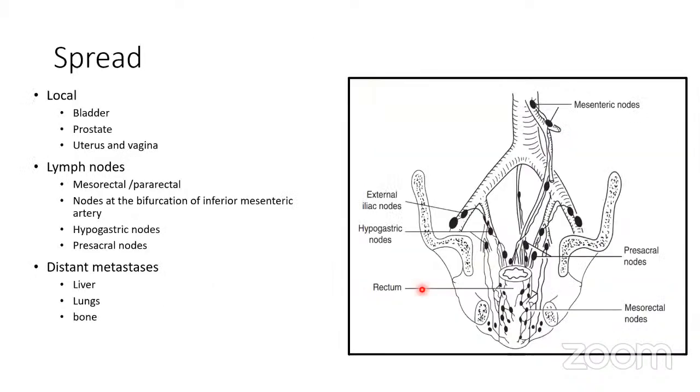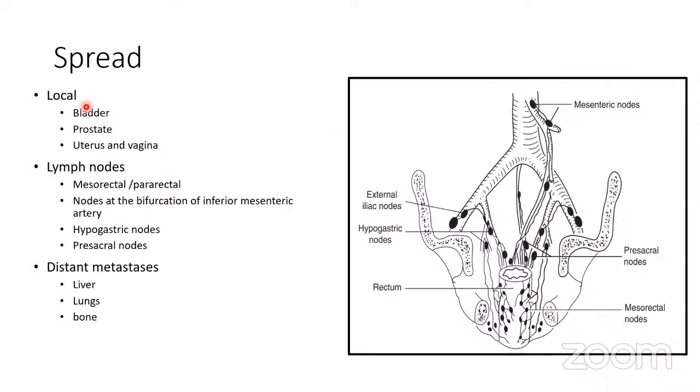Coming on to the spread, how do these rectal cancers spread, which is very important for the target volumes. It can spread in 3 ways: locally, by lymph node, or through the hematogenous route. Locally, it can invade into the adjacent organs. What are the adjacent organs? We have bladder and prostate in males, and the uterus and vagina in females. And we sometimes have even adjacent bowel loops being infiltrated by the rectal cancers.